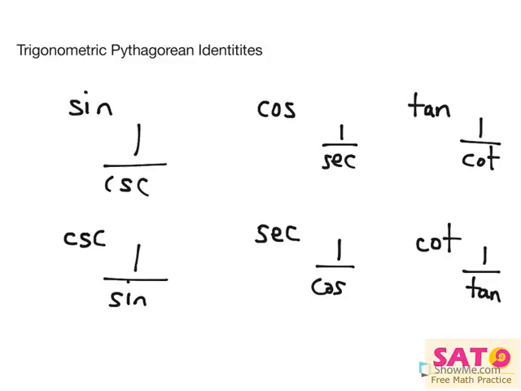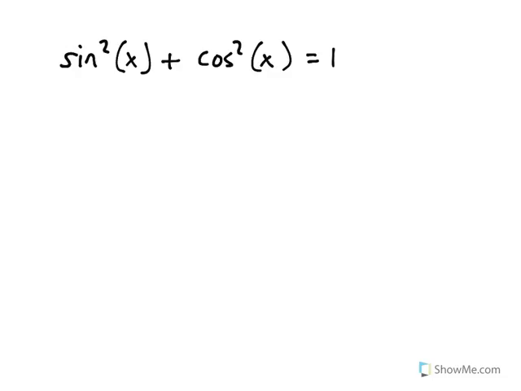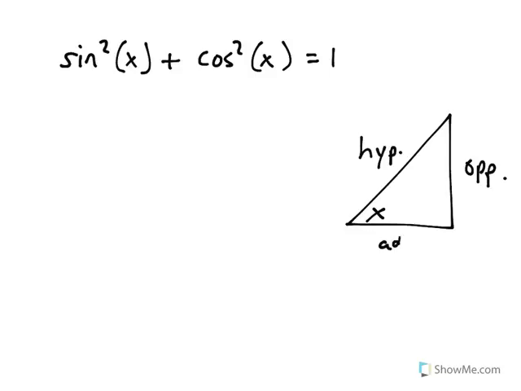Alright, so now let's move on to Pythagorean identities. The first one is sine squared of x plus cosine squared of x equals 1. And so why is this equal to 1? Well, let's draw out a triangle. Let's say this is x. So we know that sine is normally the opposite over the hypotenuse. So sine would be opposite, hypotenuse, and adjacent. This part would be sine, and cosine would be this part.